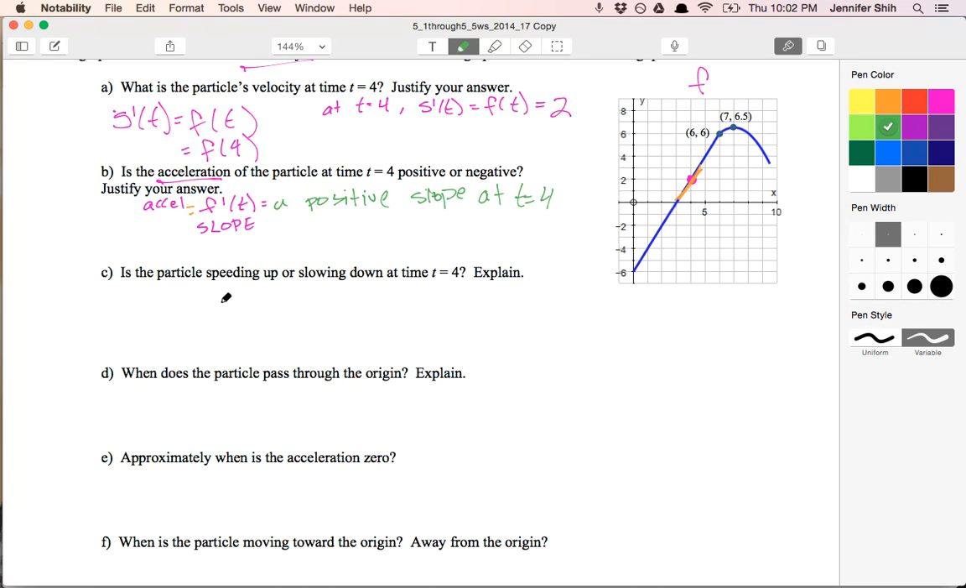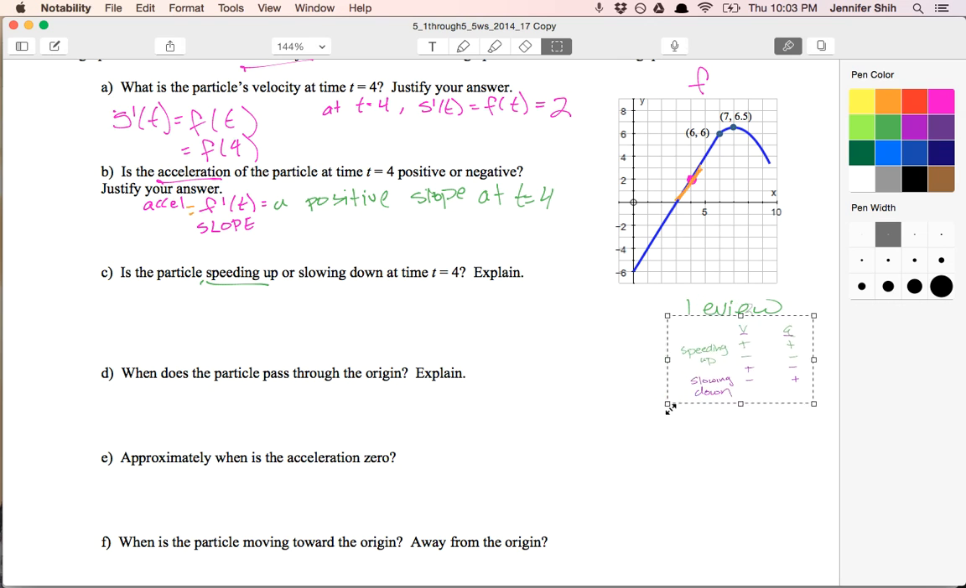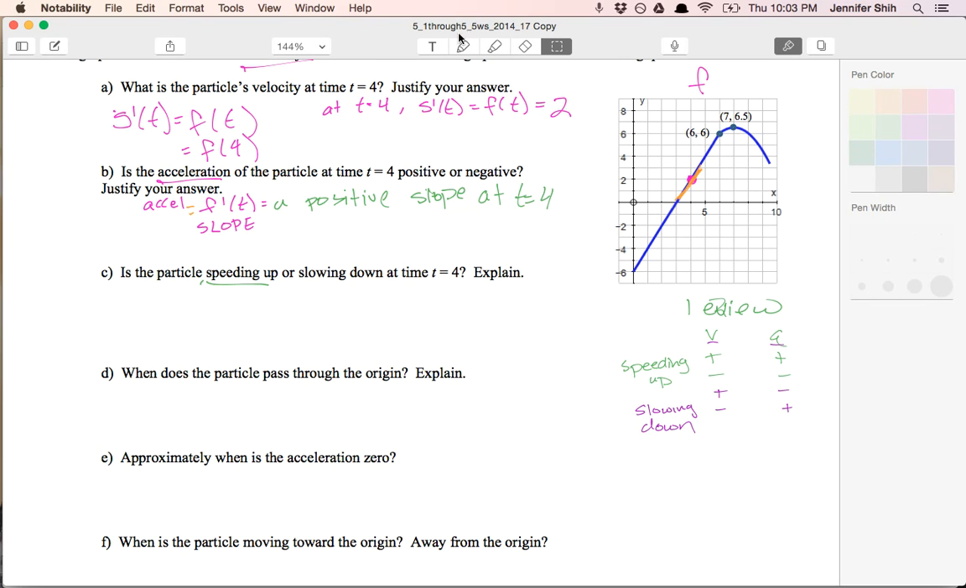Is the particle speeding up or slowing down at t is equal to 4? Okay, side note about speeding up or slowing down. So review. If we have the velocity and we have the acceleration, if they are the same sign, then the particle is speeding up. If the acceleration and the velocity are different signs, then the particle is slowing down. So you should write this down in your notes if you cannot remember that. If they are the same sign, they are speeding up. If they are different signs, they are slowing down.